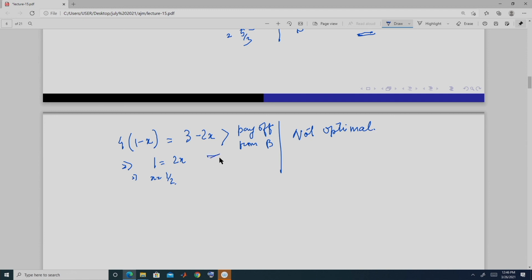Okay, this is not optimal because if player 2 attaches some probability to S and X, then player 1 is always going to play S. So, X is always going to be 0. The moment X is 0, here you plug in X is equal to 0. So, 4 is greater than 3. So, that is why player 2 is always going to play S and not X, and not going to attach any probability to X.